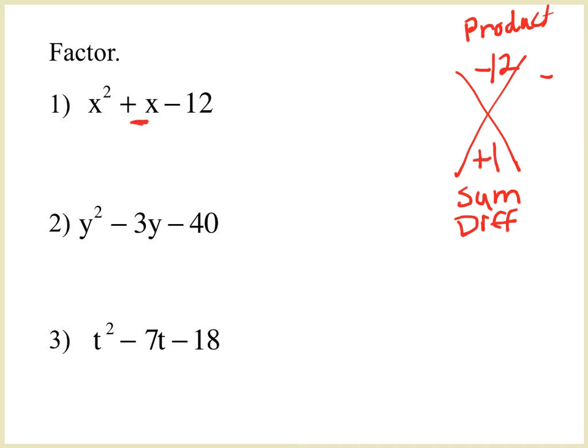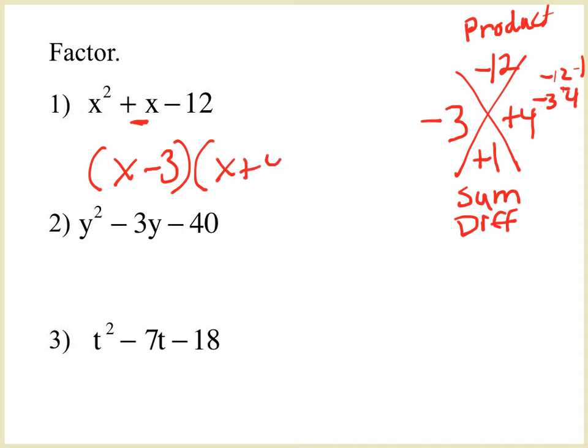Okay, negative 12 and negative 1. Nope. I've got 3 and 4. Let's try negative 3, positive 4. That'll do it. Negative 3, positive 4 gives us x minus 3 times the quantity of x plus 4. Now stop the recording and do number 2 and 3.